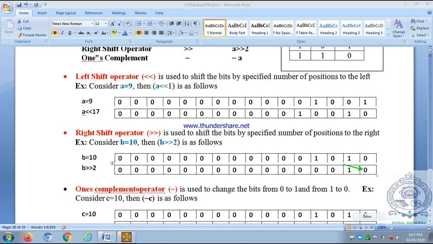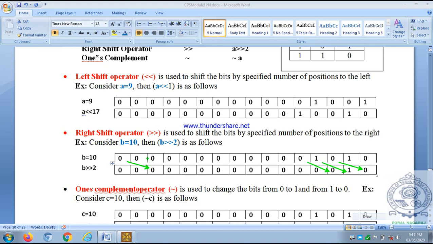This 0 is shifted by 2 positions, and this 1 is shifted by 2 positions. So 2 positions means this one. When we shift it right side, we are left with blank spaces on the left, and the blank spaces will be filled up by zeros. So this is what right shift by 2 positions means.